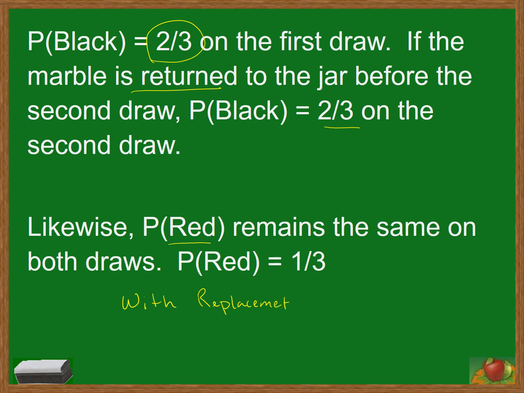With replacement, we are going to have independent events because the probability doesn't change from trial to trial. So now we pull a marble out of the jar and it's either black or it's red. Now remember, 2 of those marbles were black, so 2/3 is the probability I get a black. 1/3 is the probability I get a red.